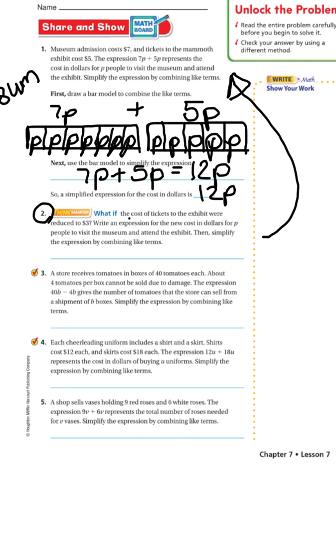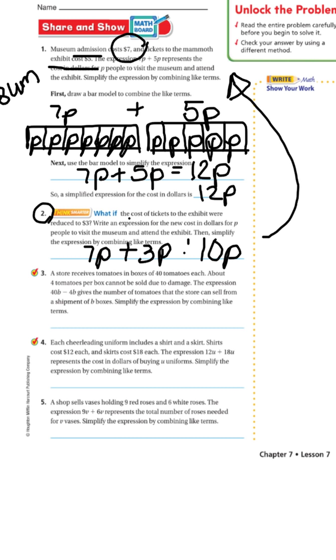So if we go back up and look at number 1, the museum admission, this is the cost to get in the doors, it's $7. The tickets to the exhibit cost $5. So this $7 is going to remain the same because the admission price is not changing. So 7p. P stands for how many people are going to go to the museum. Plus, now instead of 5p for the cost of the exhibit previously being $5, now it's only $3. So instead of 5p, we're going to put 3p, which is going to be 10p combined.